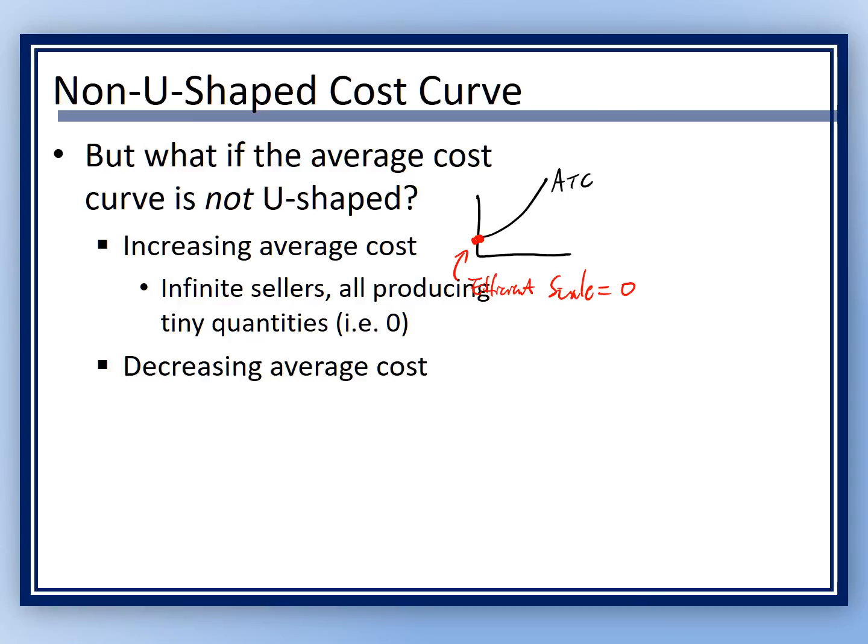Another possibility is you have decreasing average cost. So the more you produce, the cheaper it gets. This is a case where there is real benefit in becoming bigger. And you can see that the efficient scale could be at infinity. The more you produce, the cheaper it gets. So when is your production cost the cheapest? Well, when you're producing infinitely many units.